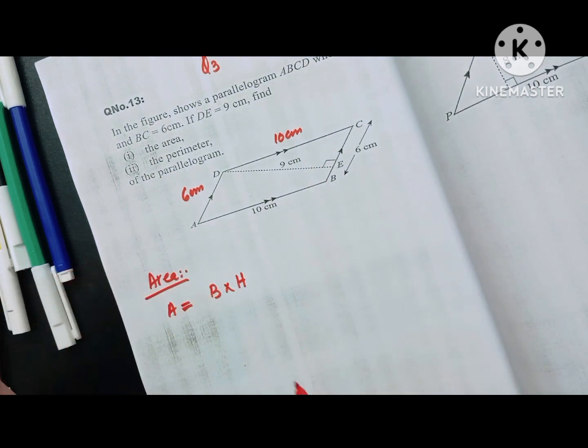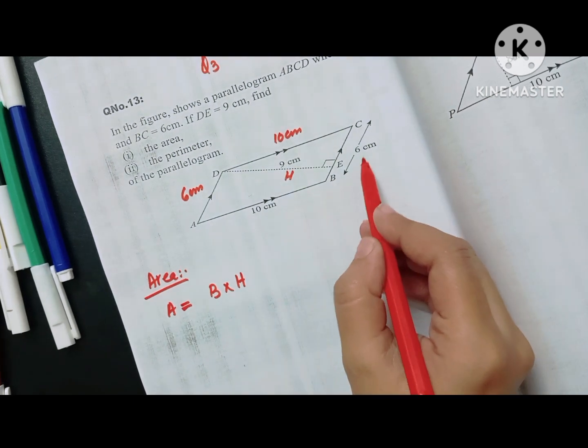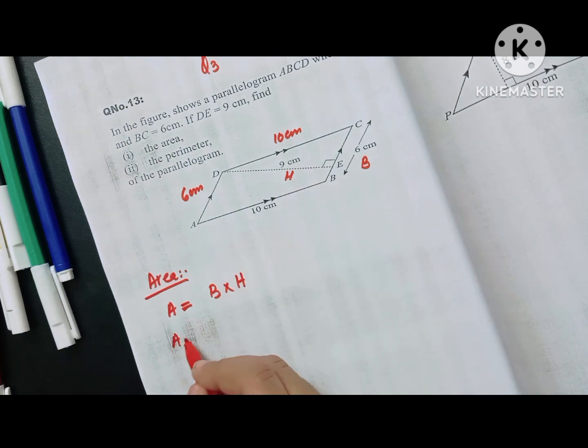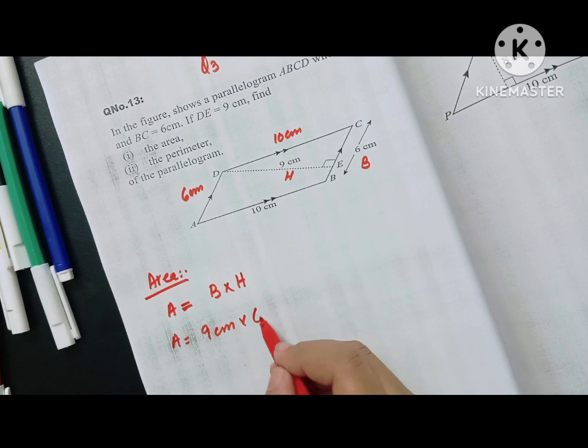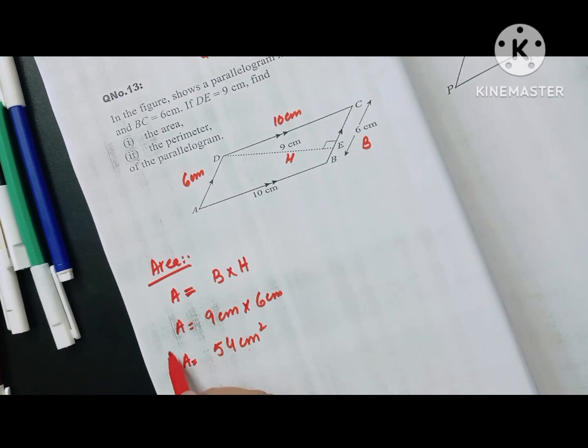And what about the height of the parallelogram? On which side the height or the perpendicular is standing, that will be the H. So B will be 6 and H will be 9 centimeter. So it will be 9 centimeter multiplied by 6 centimeter. Then A will be 54 centimeter square, that is the area of the given question.